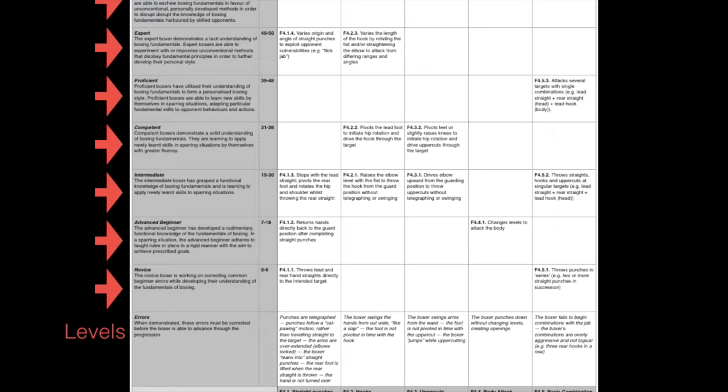Overall, this assessment tool works together to create a kind of map of different skills that the boxer must learn. We can use this to figure out where a boxer is in their development by marking them against this assessment tool or rubric, which is what we would call it in education theory. And from there we can start to think about what skills need to be learned by the boxer and how we can approach actually teaching those skills.